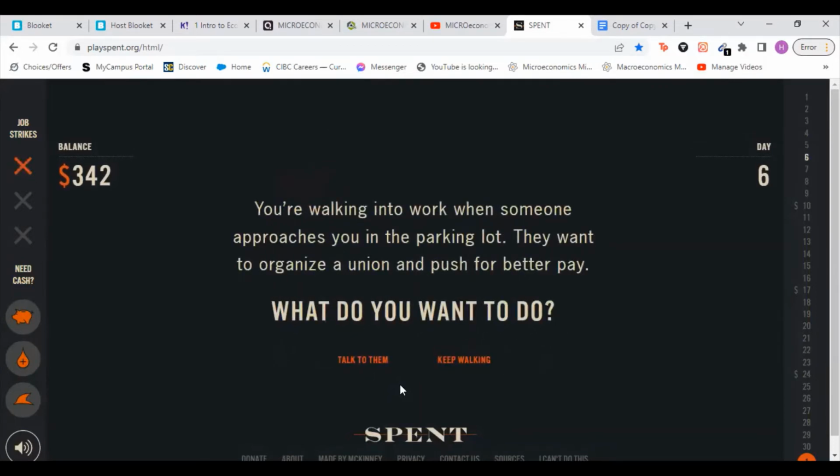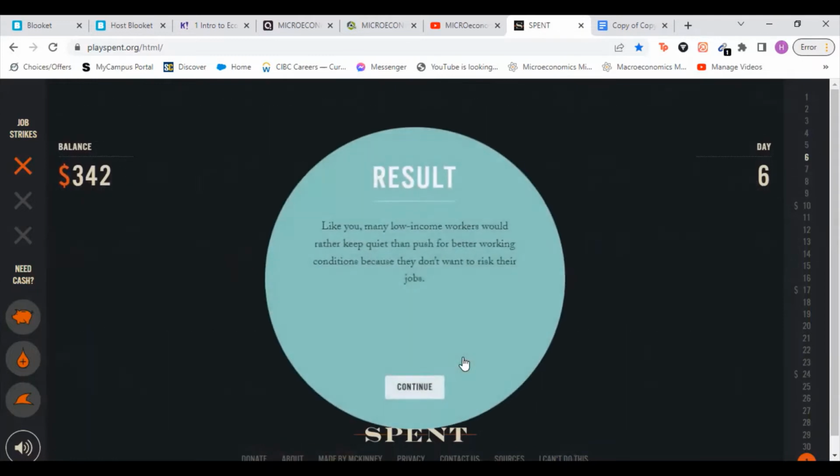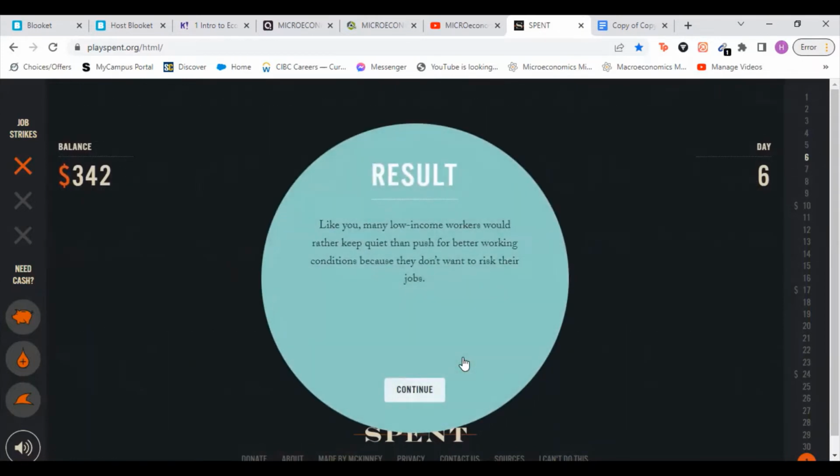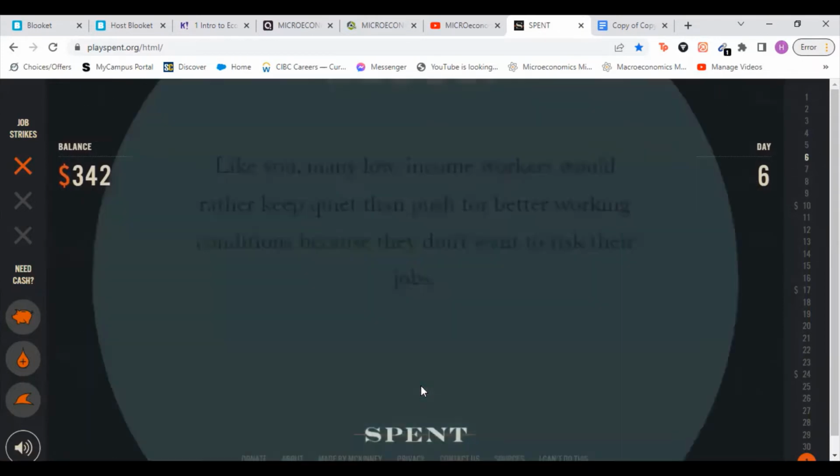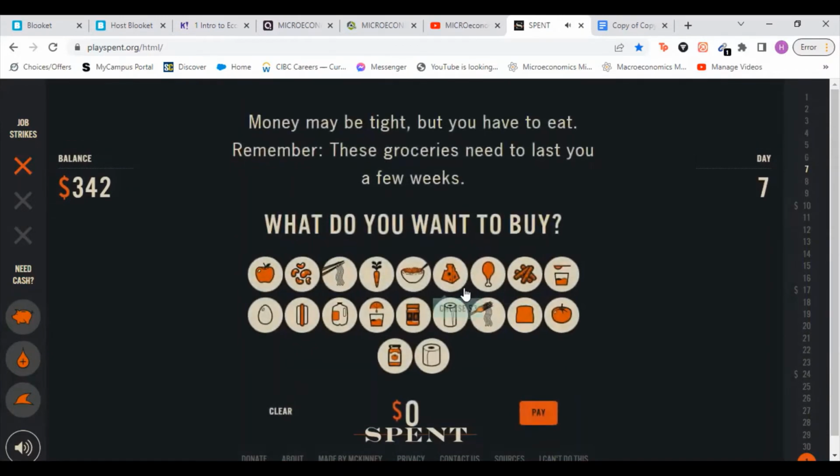You're walking into work when someone approaches you in the parking lot. They want to organize a union and push for better pay. What do you want to do? If it was me, I'd keep walking. Yeah, because they tend to fire people who want to create one, which sucks. So which groceries would you want to buy in this situation?